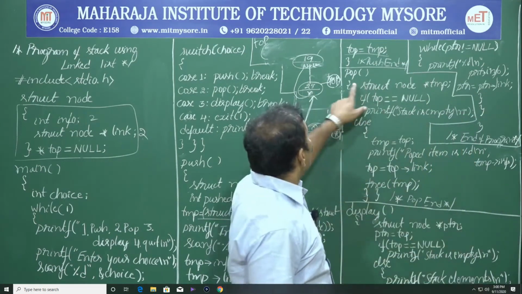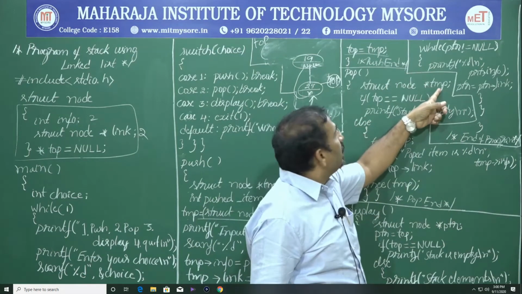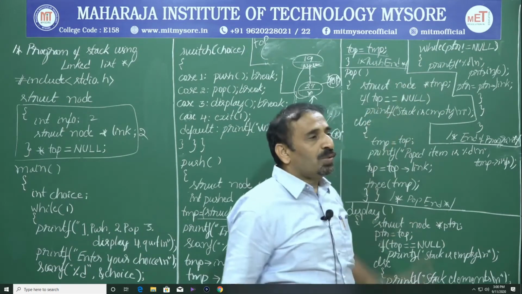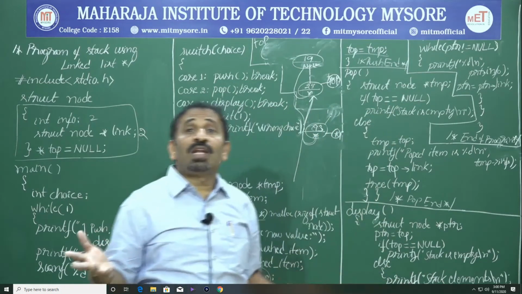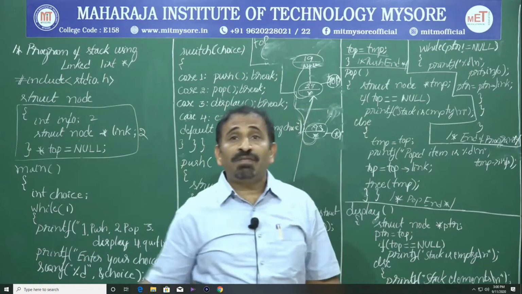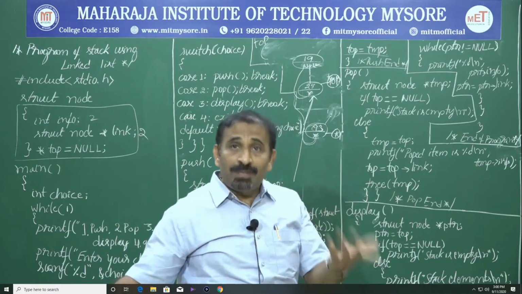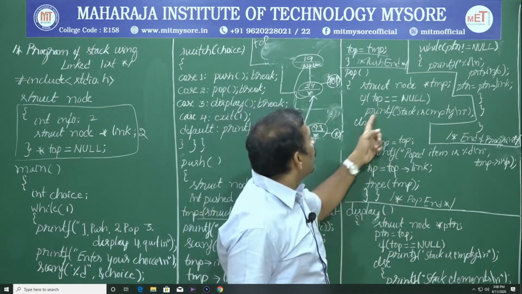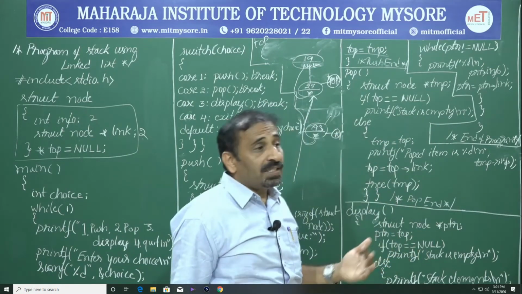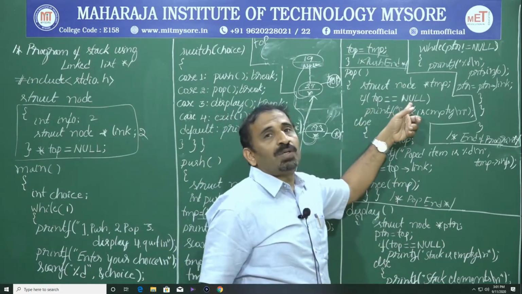How to check? You create one local variable called TMP, which is a pointer capable of pointing to a node like this. If top equals null, it means no nodes are there. In the previous class we have seen, if stack top equals -1, it means no elements are there. Here I can say if top equals null, stack is empty. Else means stack is having some data, because top is not equal to null.